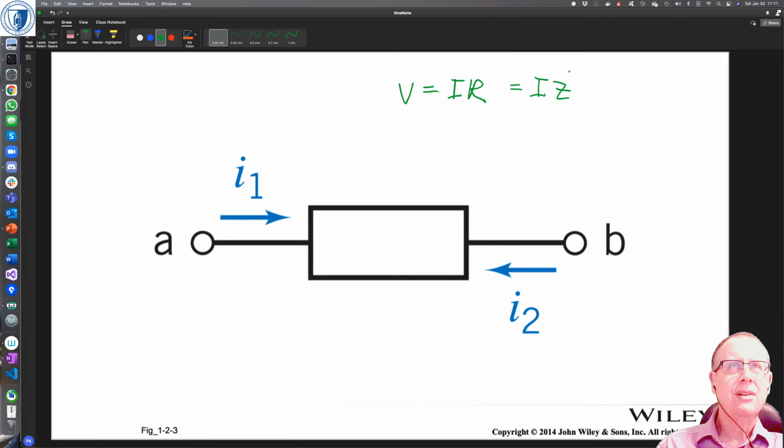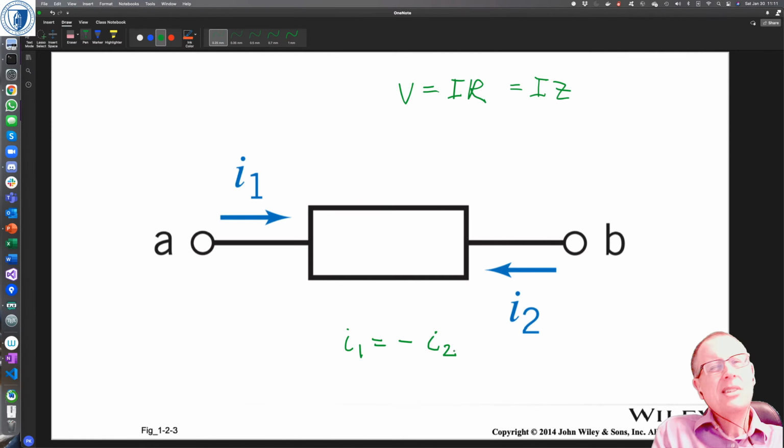One way to think about this is that I1 equals the negative of I2, right? I1 is going at whatever rate it's going from A to B, and I2 is going at whatever rate it's going from B to A. So you could think that, well, maybe one's going in the opposite direction, and maybe the opposite direction means there's a minus sign there.